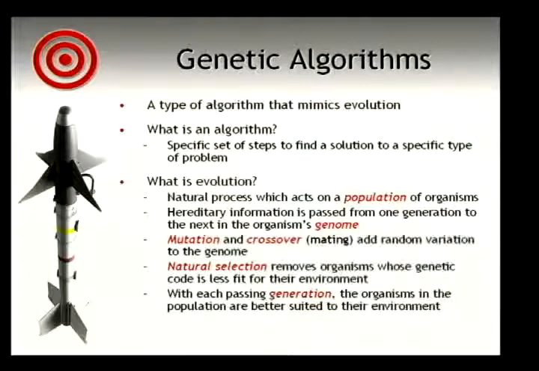Mutation and crossover, or mating, add random variation to the genomes in the population. So they add randomness to the population. And natural selection removes organisms whose genetic code is less fit to their environment. And with each passing generation, because of natural selection, the organisms in the population better suited to their environment survive, procreate, and presumably the population overall becomes better suited to its environment.